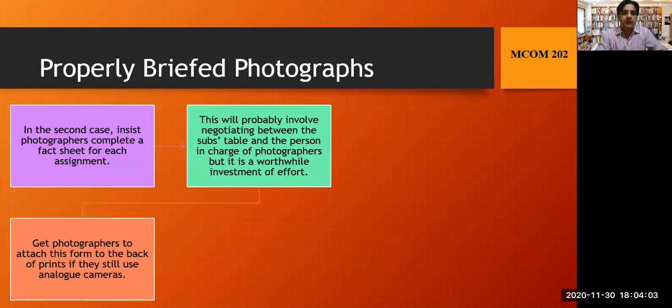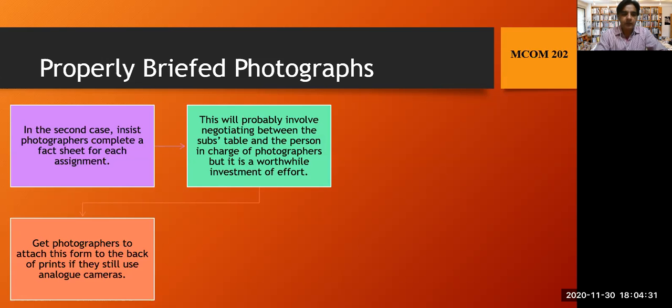So properly briefed photographers. In the second case, insist photographers complete a fact sheet for each assignment. Let's say if you have sent someone to take photograph of a press conference, ask them to fill in the fact sheet. We'll look into the fact sheet in a brief moment of time. This will probably involve negotiating between the sub-editor and the person in charge of photographers, but it is a worthwhile investment of effort.